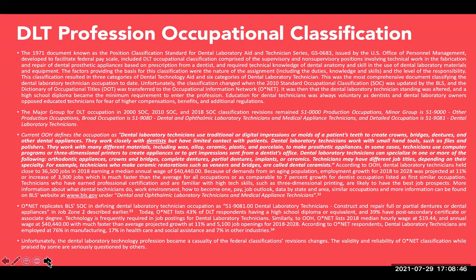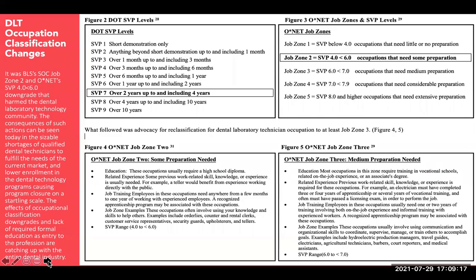Unfortunately, the classification changed when the 2010 SOC was updated by the BLS and the Dictionary of Occupational Titles, DOT, was transferred to the Occupational Information Network, O*NET. It was then that a high school diploma became the minimum requirement for entry to the DLT profession. Education for dental technicians was always voluntary, as dentists and dental laboratory owners opposed educated technicians for fear of higher compensation, benefits, and additional regulations.